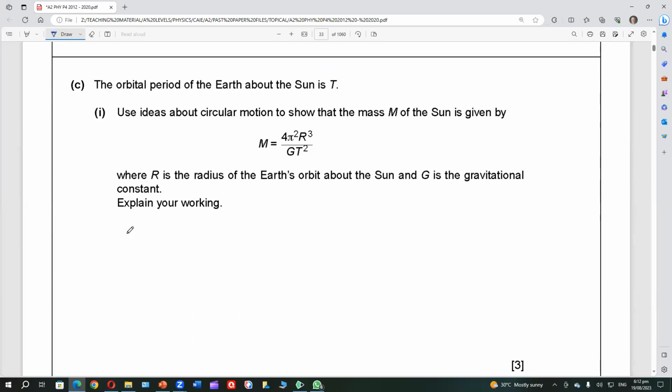The orbital period of the Earth about the Sun is capital T. Use ideas about circular motion to show that the mass M of the Sun is given by this. This is a famous thing which is called Kepler's third law, because when something is orbiting a center, the gravitational force provides centripetal force.